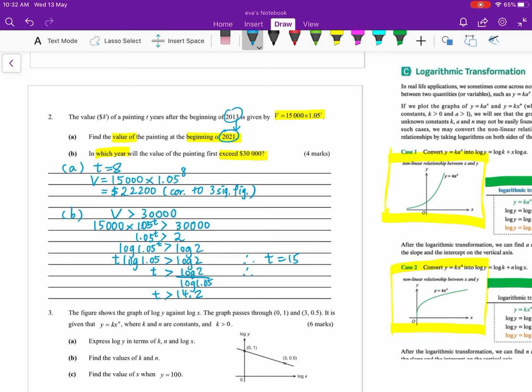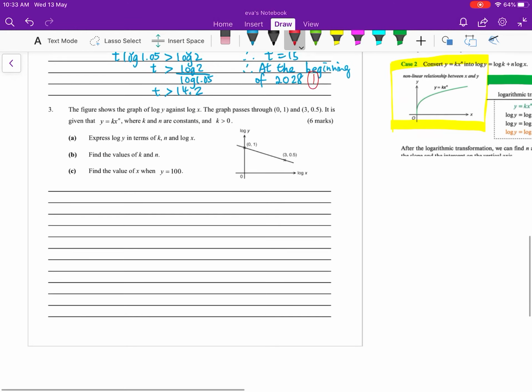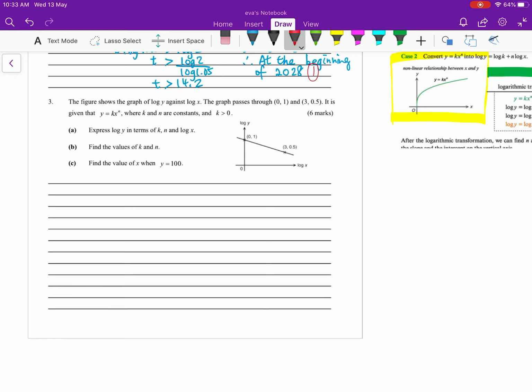Therefore, it is at the beginning of 2028. Okay, the mark allocation in this question: first one, substitution for the 8, and then the price. Next, also substitution for the equation, and the final answer. Okay, so if you have no problem, then let's look at question 3.